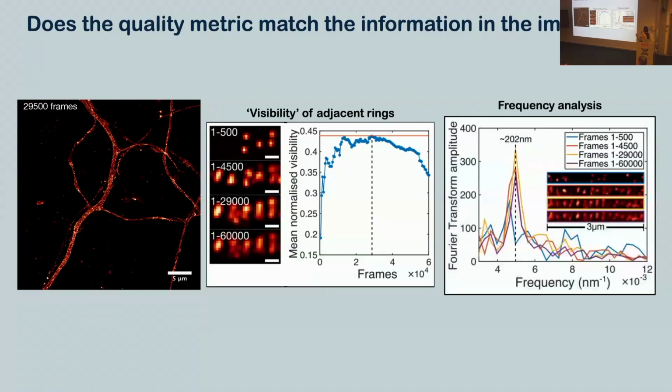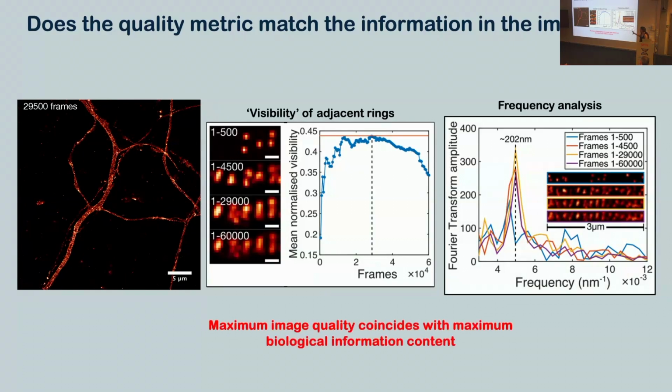We also did some frequency analysis. Again, we've got a lovely periodic structure, so if we do some Fourier domain analysis, we can see when we got the known spacing in these rings. And again, at the number of frames where we thought it was optimum, we had the strongest peak in the frequency analysis. So this is really reassuring. Maximum image quality, as measured by the SQUIRREL metric, coincided with the maximum biological information content, the thing we wanted to get out of the image.